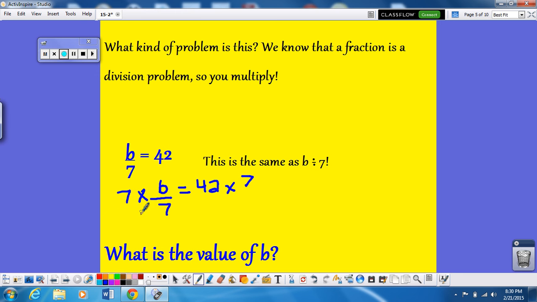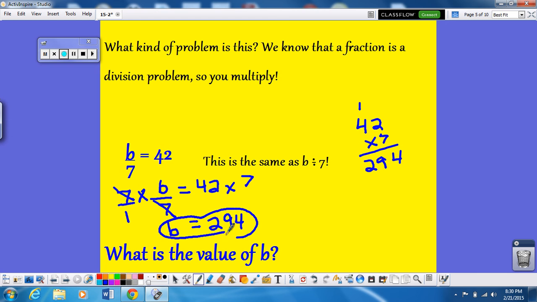And if you remember when we multiplied fractions, we can make this 7 over 1 if you want to. When you cancel these out, it gives us b over 1, which is b. So b equals whatever 42 times 7 is. So let's just come over here and work that out. 7 times 2 is 14. 7 times 4 is 28, plus 1 is 29. So in this problem, the value of b is 294.